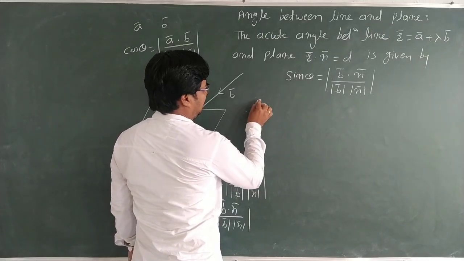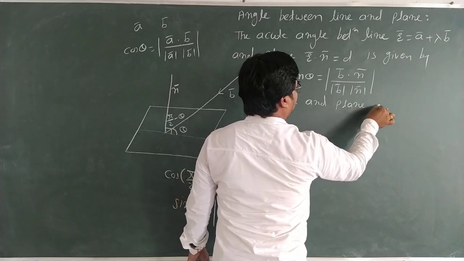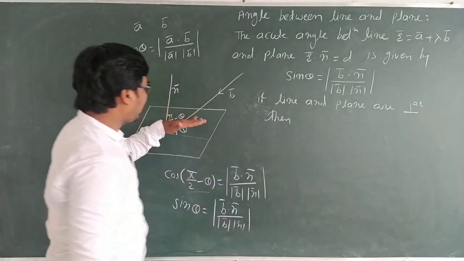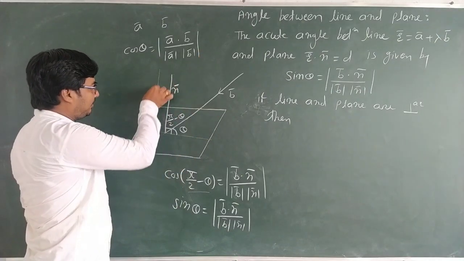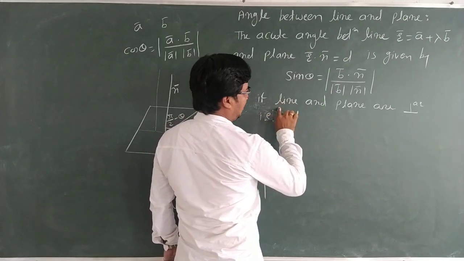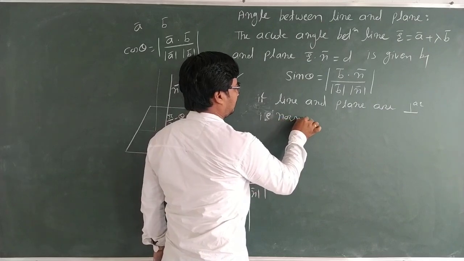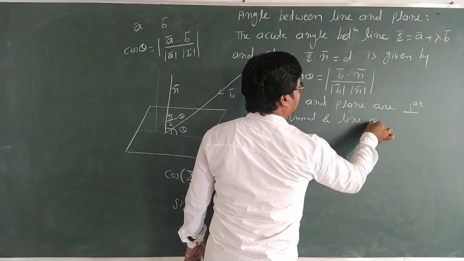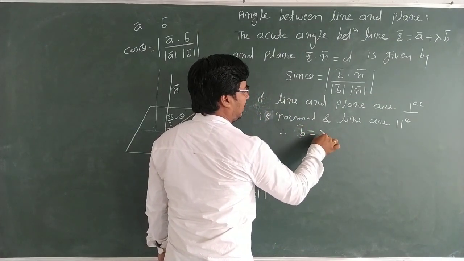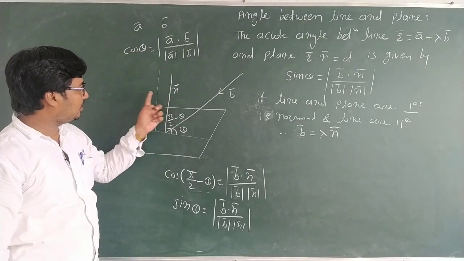Okay, here let's write down the perpendicular and parallel conditions. If line and plane are perpendicular, see carefully, then the line is perpendicular to the plane, that means parallel to the normal. Line and plane are perpendicular, that is, normal and line are parallel. Therefore you can write B bar is equal to lambda into n bar, when line and plane are perpendicular, that means normal and line are parallel.